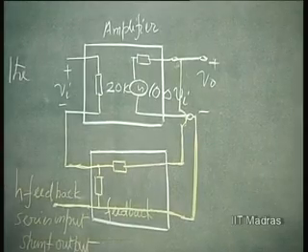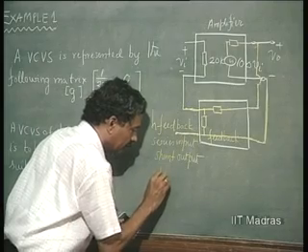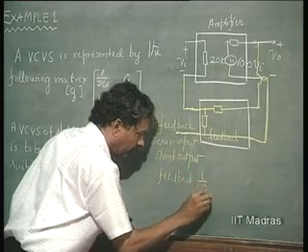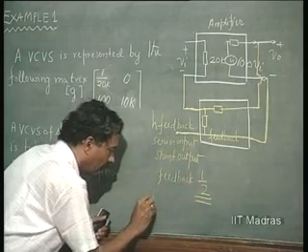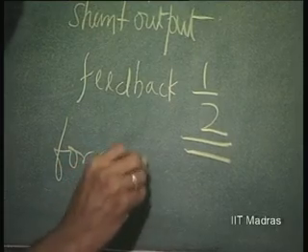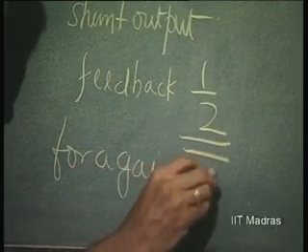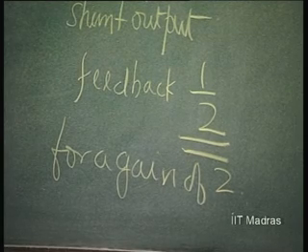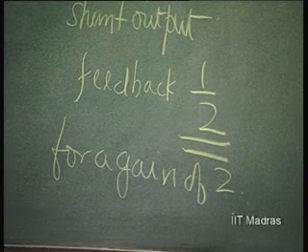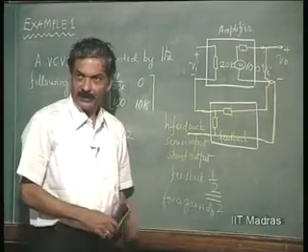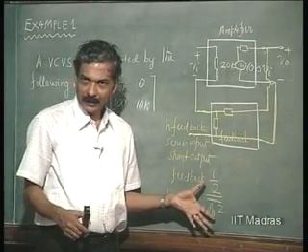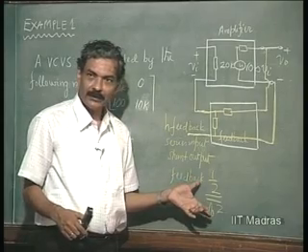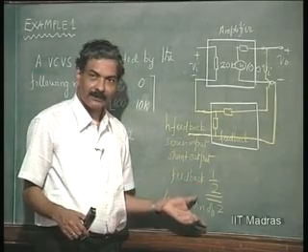So, feedback factor half is necessary for a gain of 2. It is always 1 over the feedback factor if the loop gain is infinity. Since we do not know the loop gain, we will assume that the loop gain is infinity and try to design the feedback such that a gain of 2 is obtained with infinite loop gain.